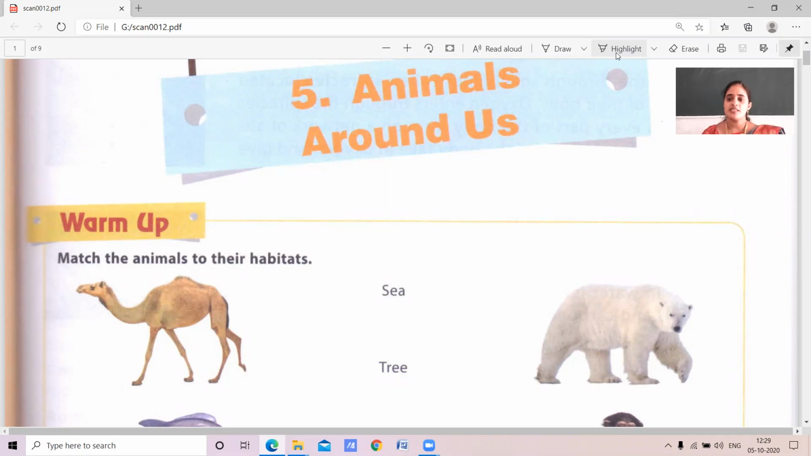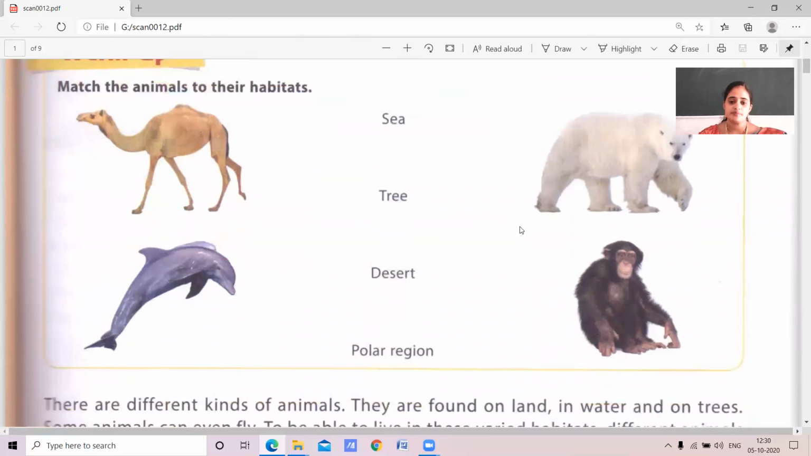Today, I'm going to teach 5th standard science, the continued part of the lesson, animals around us. Children, in the last class, we learned about different types of animals, how they breathe, and their feeding habits, whether they are herbivores, carnivores, or omnivores. So, in this class, we are going to learn the other characteristics of animals. Okay, let's start the lesson.